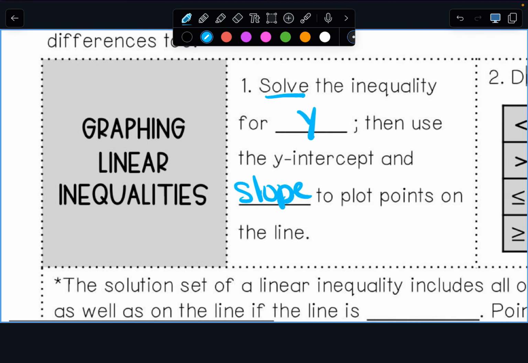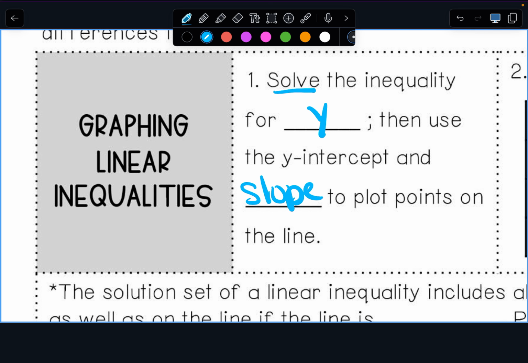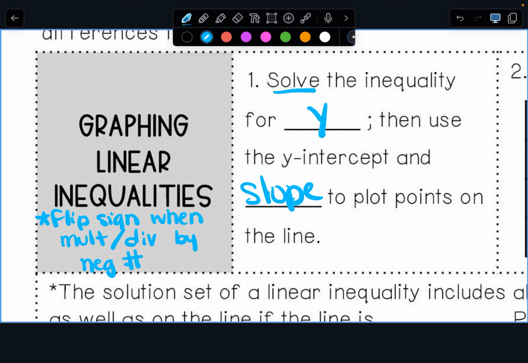The biggest difference today is when you are solving, you must flip the sign. Flip sign when multiplying or dividing by a negative number. You flip the sign when you multiply or divide by a negative number, okay? Don't forget.